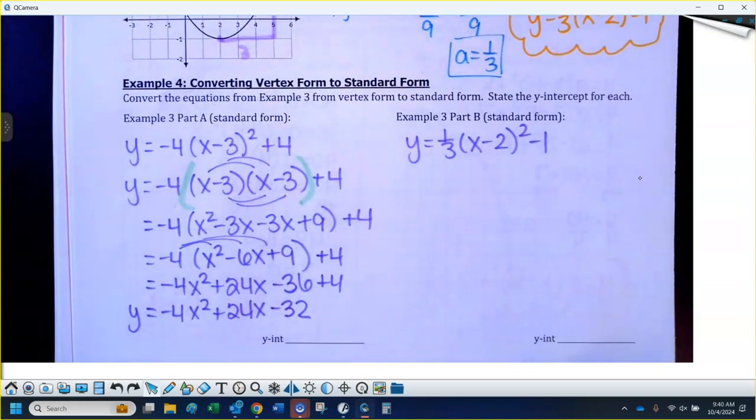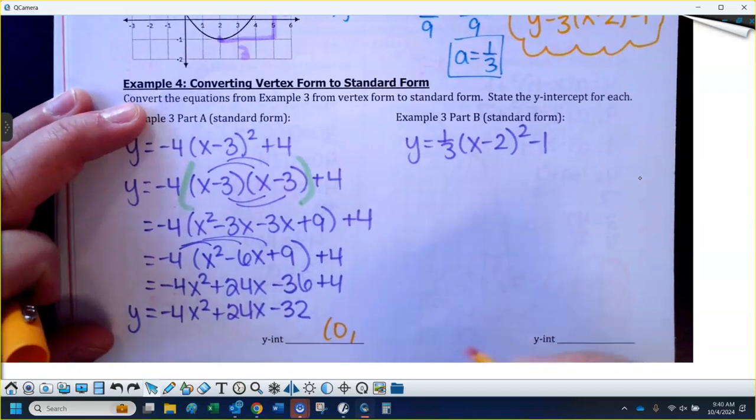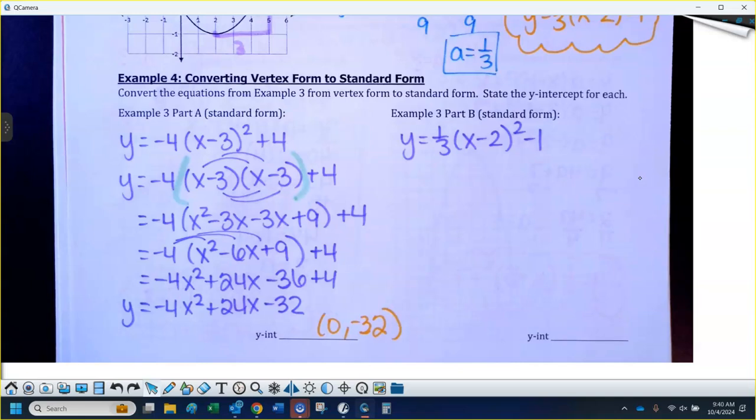Now, I could have gotten the y-intercept just from my vertex form by plugging in 0. If you have it in standard form, it's a little bit easier to see. So we already had to do all that work. Your y-intercept should just be (0, whatever the constant term is), which for this question is -32.